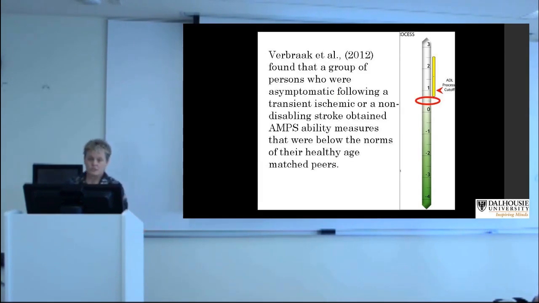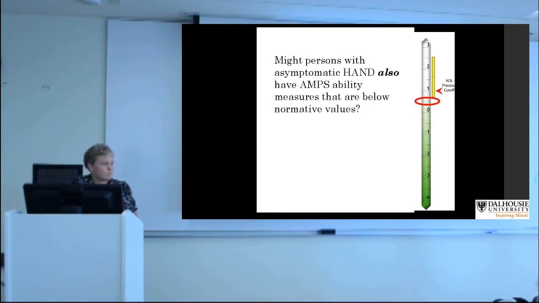The study that sparked my interest in relation to HAND is that a group looked at persons who had had a stroke. The physician marked them off 1 month after their stroke as asymptomatic. But on the AMPS, they were still coming up below their healthy peers. And that resulted in additional intervention to get them back up. I propose a question: might persons with asymptomatic HAND also fall below?